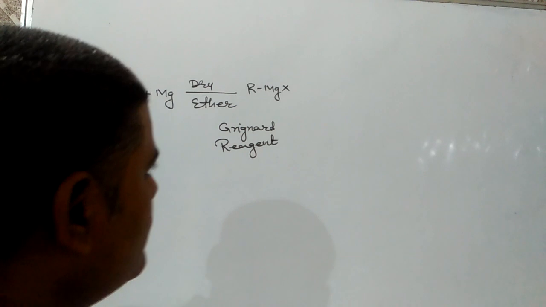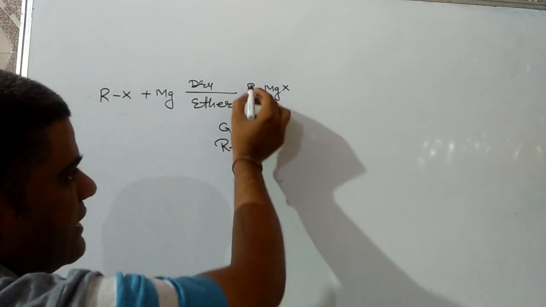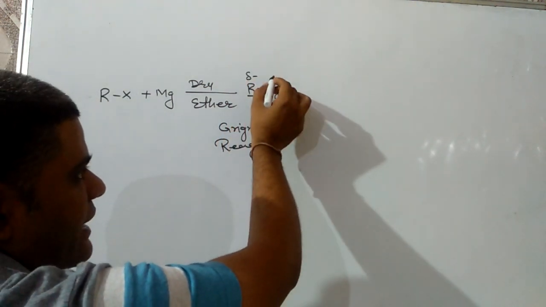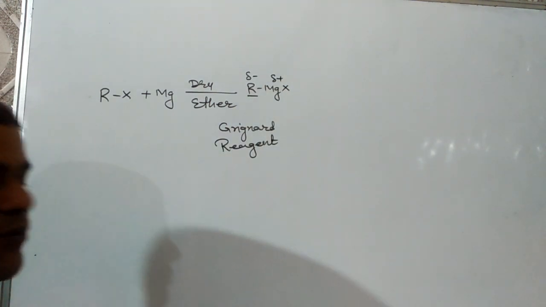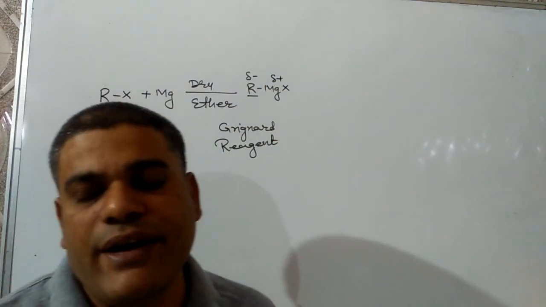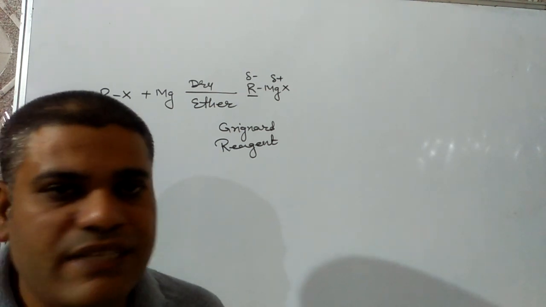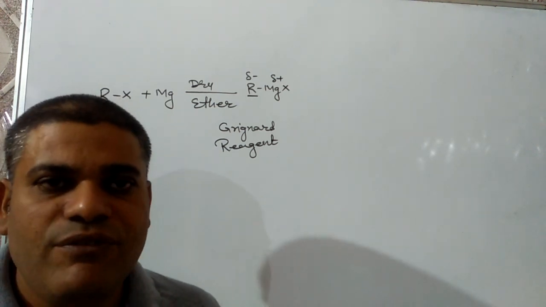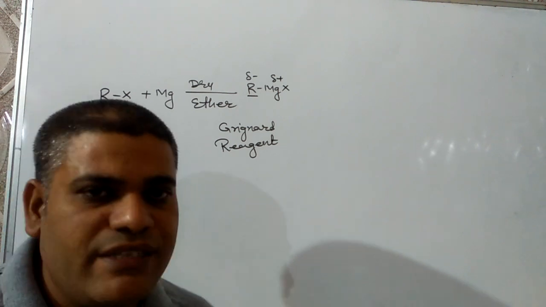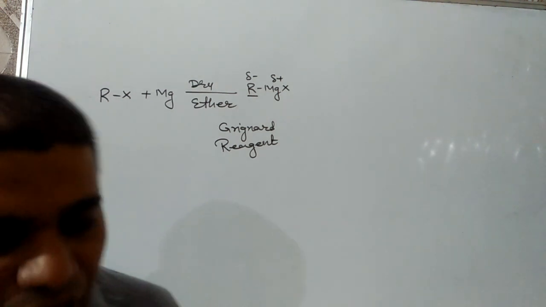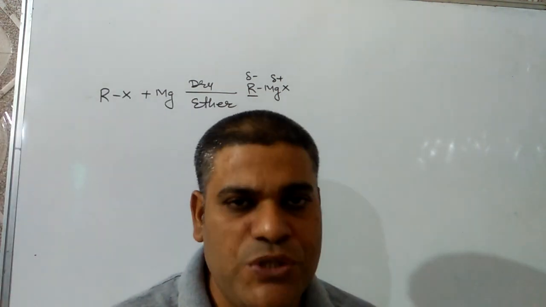First, we have to see that the inductive effect will take place, so R should have negative charge and magnesium should have positive charge, because the electronegativity of carbon is more than magnesium. Now, we have to discuss the reactions of Grignard reagent, which are very easy if you understand this concept. R has negative charge and Mg has positive charge.